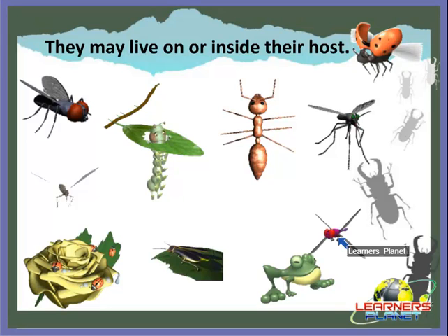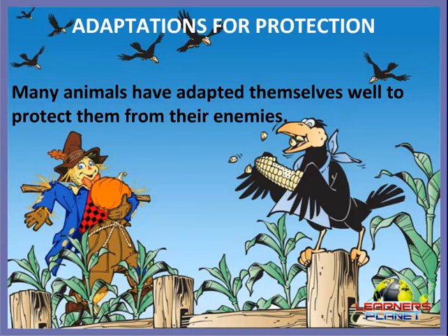So frog is an amphibian and this mosquito or a fly is a parasite. Children, now we will study about adaptations for protection.